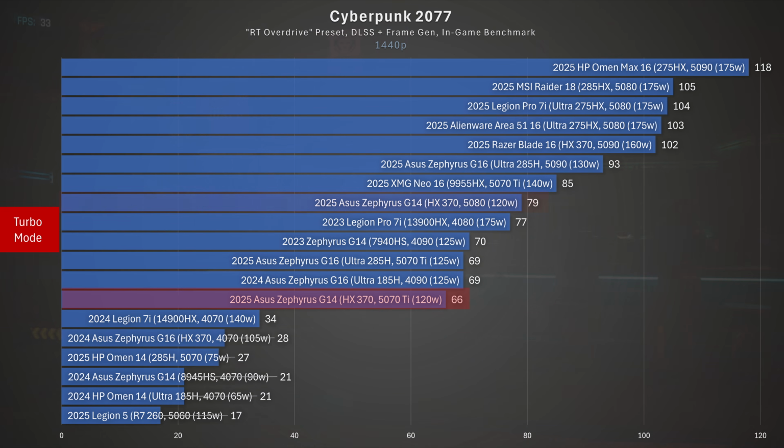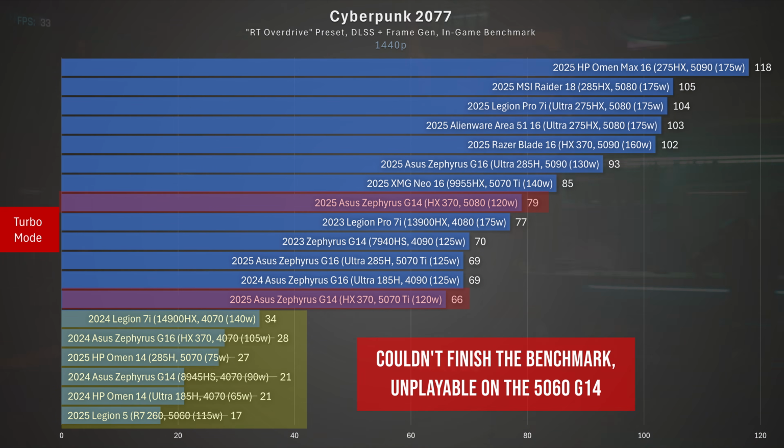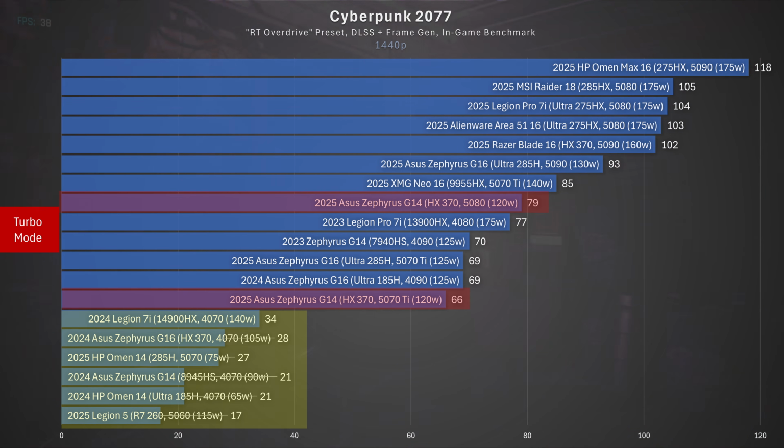But ray tracing overdrive is another one where 8 gigabytes proves to not be enough. It was basically a slideshow. I couldn't even get it to finish the benchmark. It was hitting about 15 FPS or so, whereas the RTX 5080 is doing great here at 79 FPS.